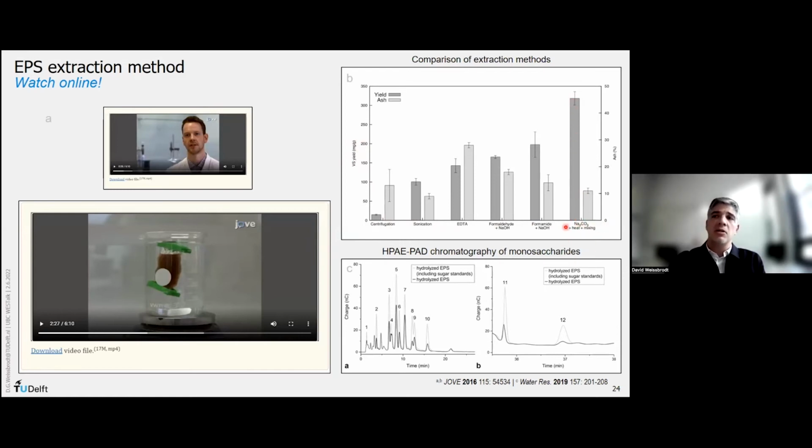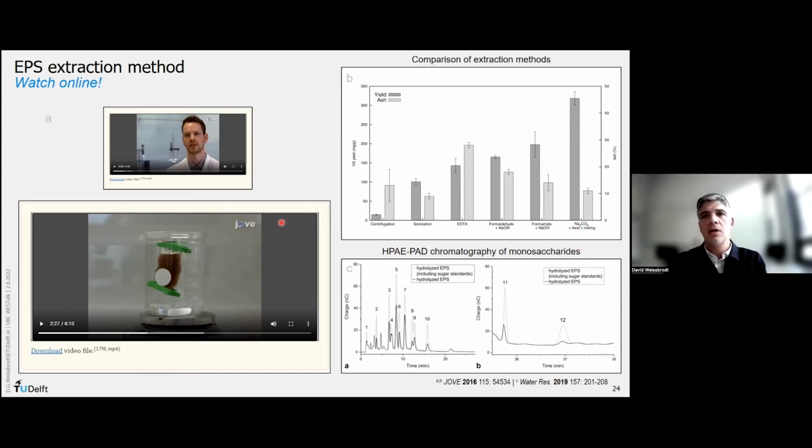And this type of method is even used now at pilot and full scale in the Netherlands, with the first set of plants that are built to extract polymers from biomass recovered from wastewater treatment plants.